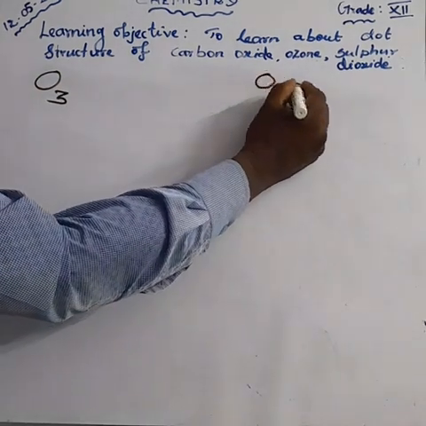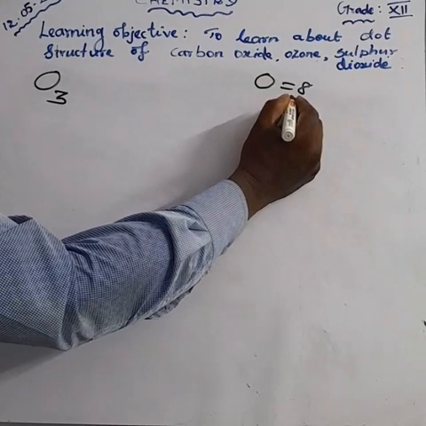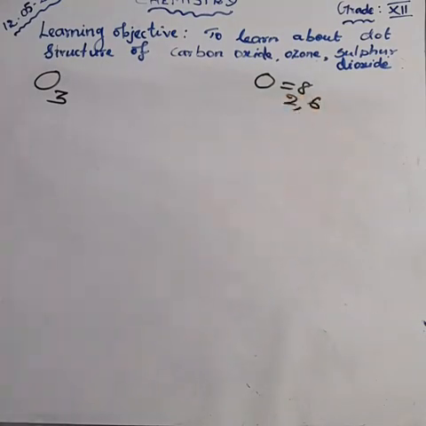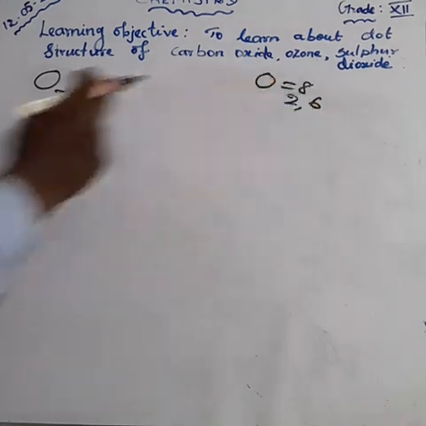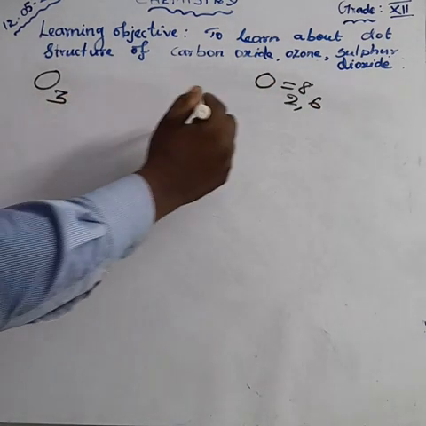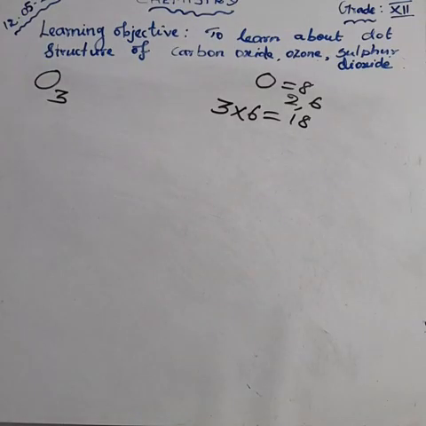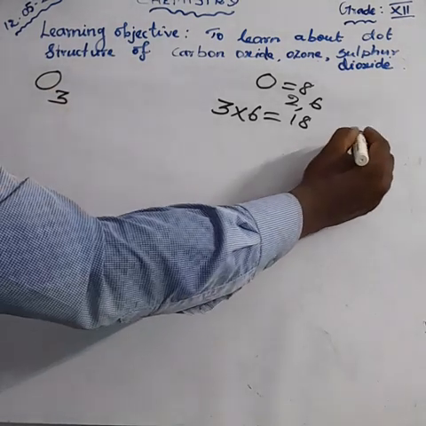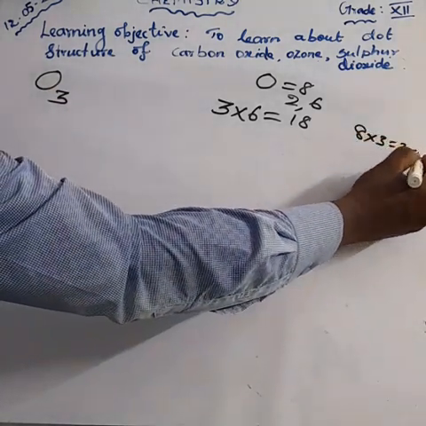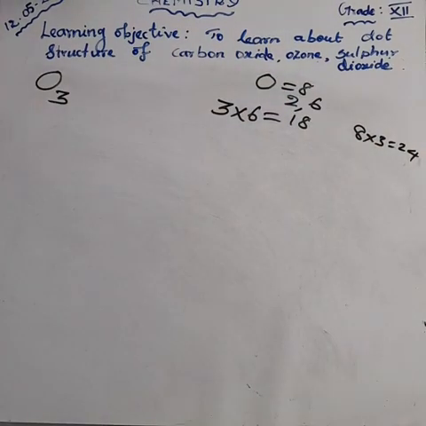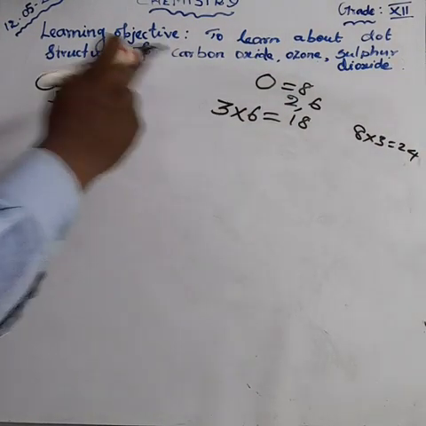Atomic number of oxygen is equal to 8. That is, the first shell can accommodate 2 electrons, the second shell 6 electrons. So the outermost has 6 electrons. Here having 3 oxygens, 3 into 6 is equal to 18 electrons. This is the available electrons. But as per the inert gas configuration, one element needs 8 electrons. So 3 oxygens, 8 into 3 is equal to 24 electrons. 24 electrons is a must.